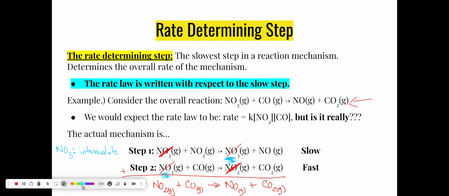And now, guys, we can express the rate law with the slow step in mind. So the rate law is going to be the rate is equal to the rate constant k times the concentration of NO2 squared. Now that's how you would write a rate law of a reaction mechanism. You're writing it with respect to the slow step.